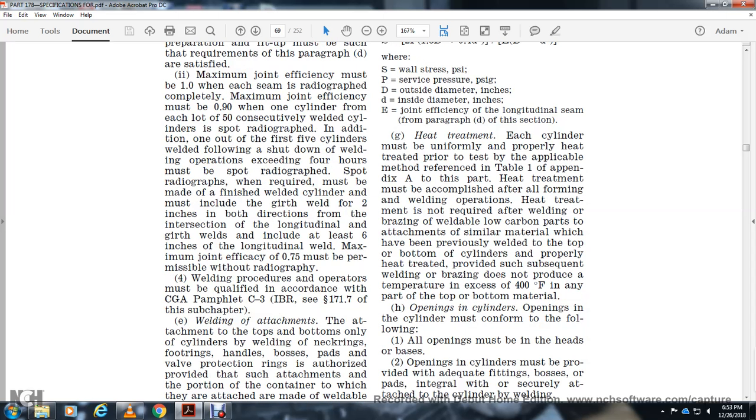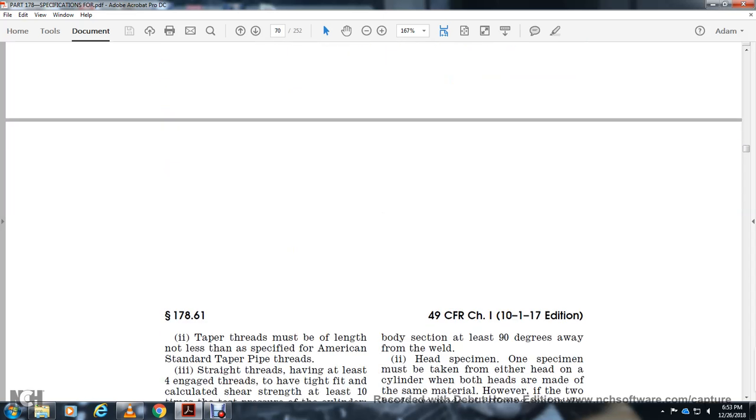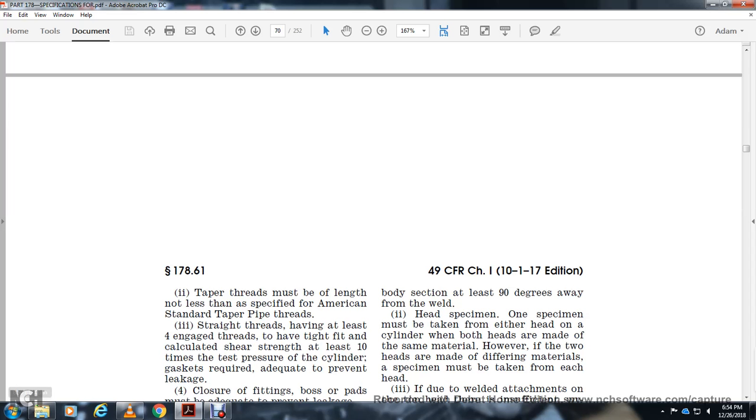All openings must be in the head or the top of the cylinder. The opening for the cylinder must be provided with adequate fitting, with a boss integral with the wall, and securely attached to the cylinder by welding. Threading must conform to the following: the threads must be clean cut with the gauge. Taper threads must be of a length not less than specified in the American standard taper pipe threads. Straight threads must have at least 4 engaged threads with a calculated shear strength at least 10 times the gas pressure for the cylinder, with a gasket adequate to prevent leakage.